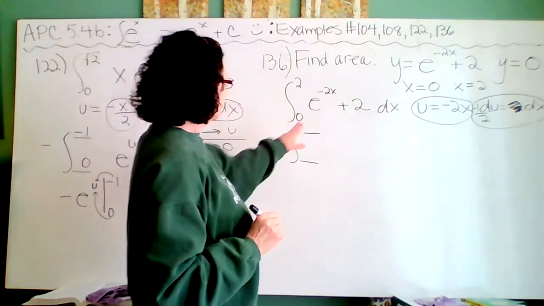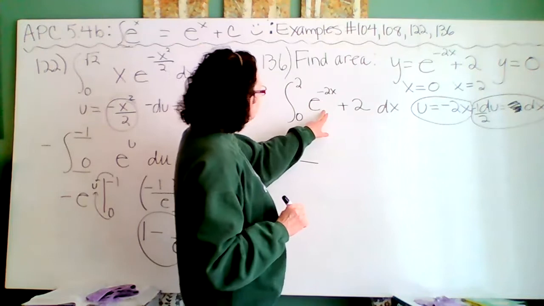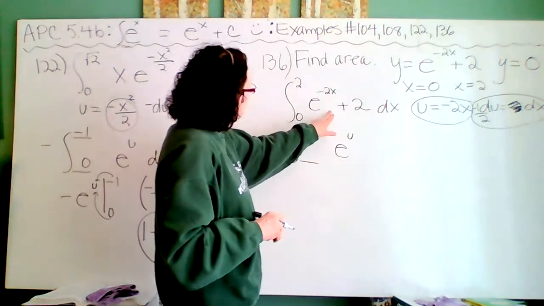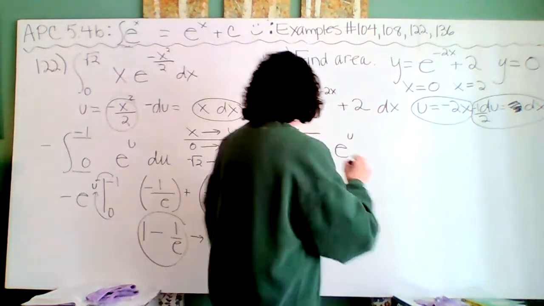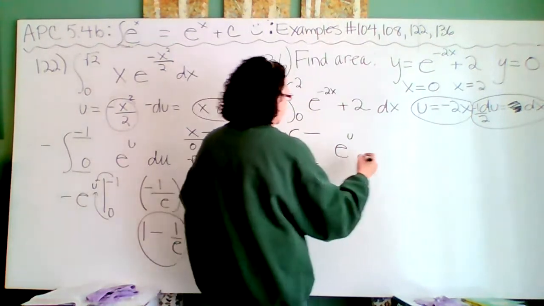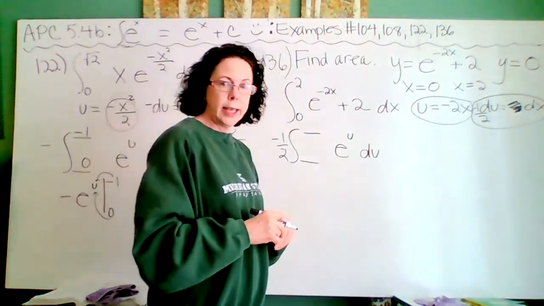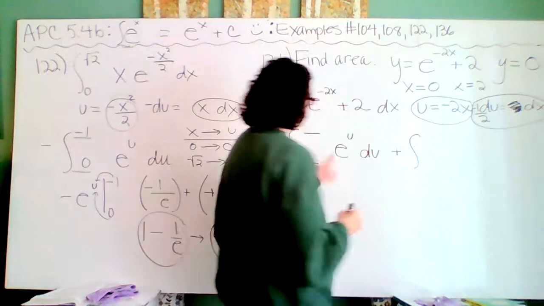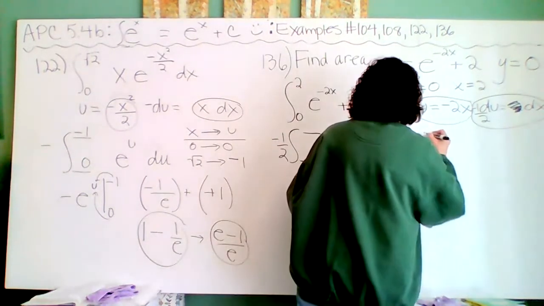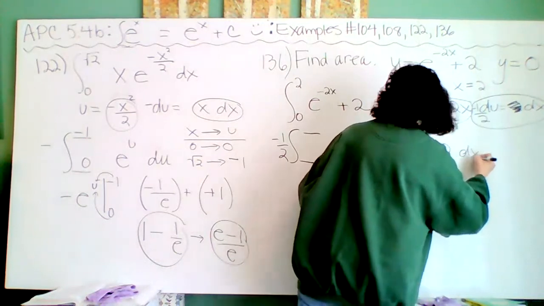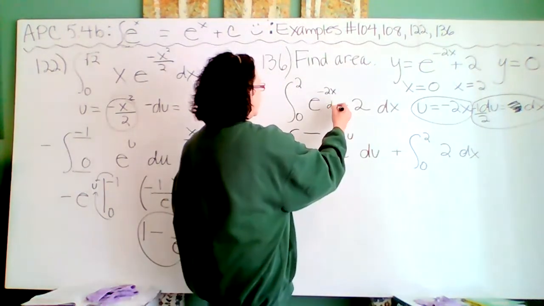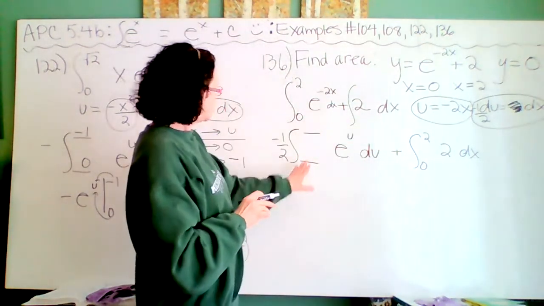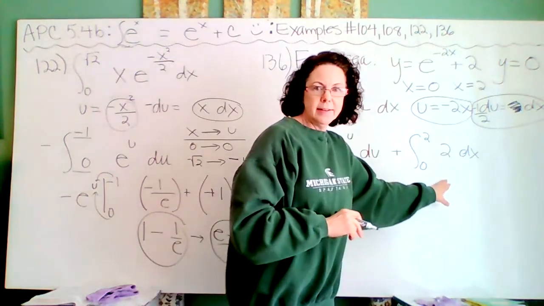I am going to do my substitution here. My u is a negative 2x, so this is e to the u. And then a dx would be a negative 1/2 du. Okay, I'll come back to here. Plus, I am going to integrate, because I can do it separately, from 0 to 2 of 2 dx. Okay, so what I actually did was split up the integration, where here I have a u substitution, and here I just didn't need it.